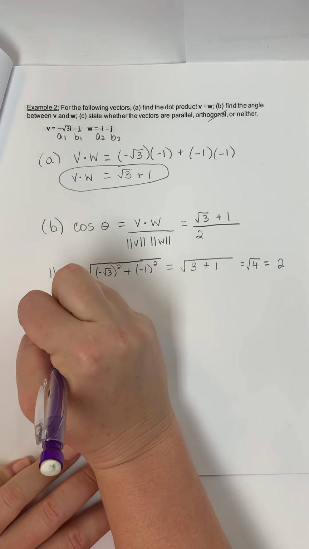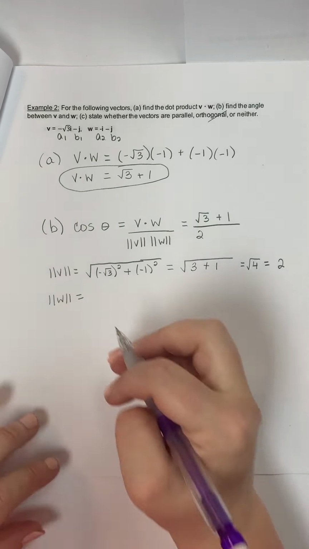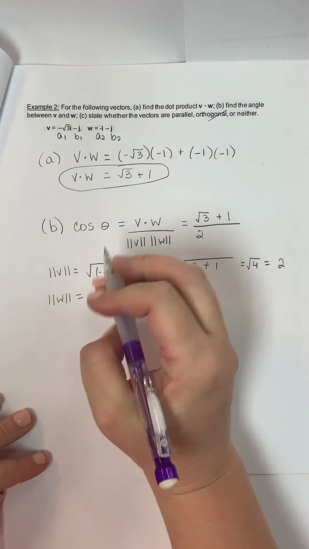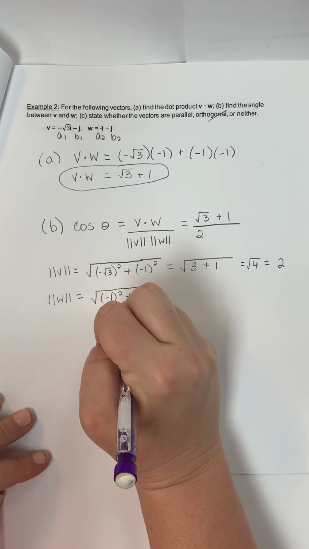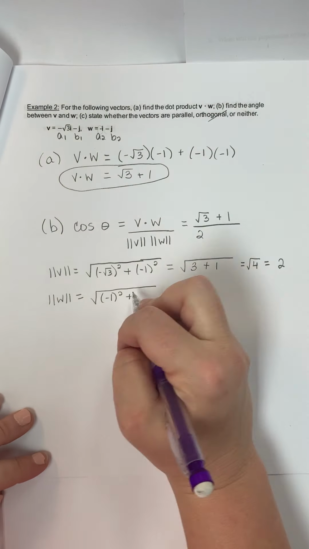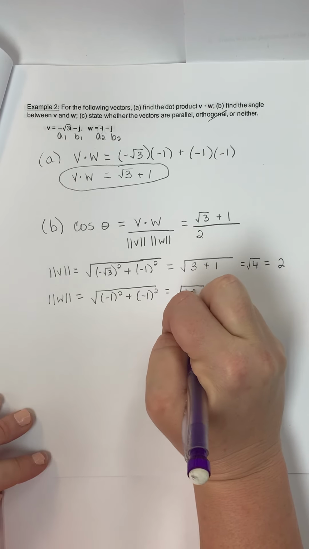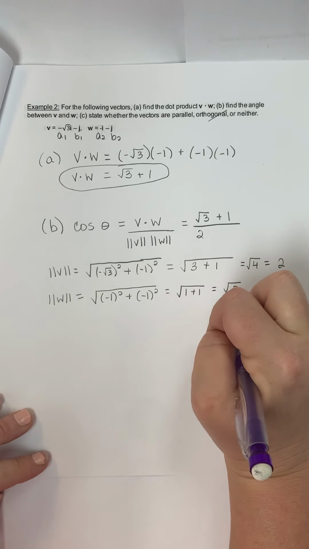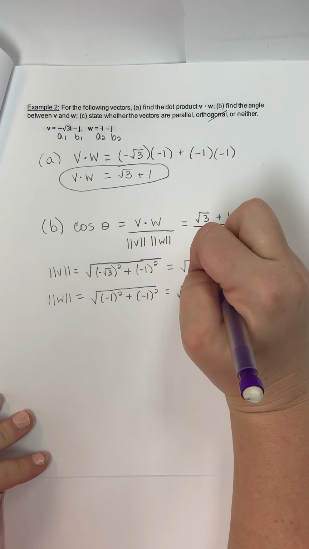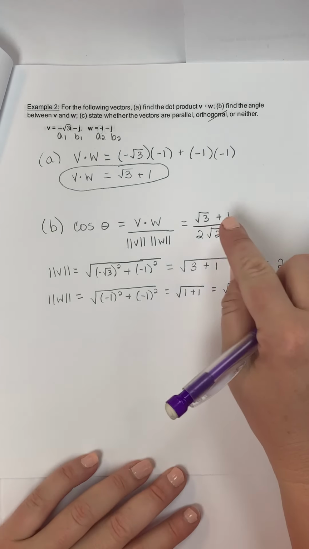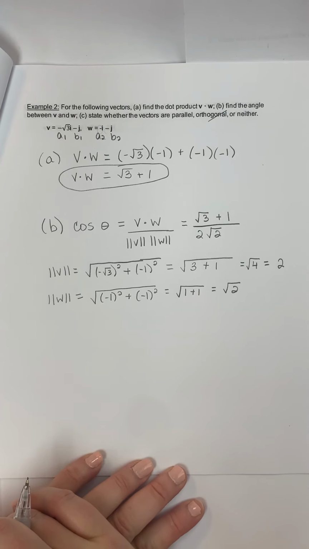Okay, let's find the magnitude of W. We're going to take negative 1 squared plus negative 1 squared. We get 1 plus 1. That's the square root of 2. Well, that's the best we can do. So multiplied together, we get 2 root of 2 in the denominator. Okay, well, this is not on the unit circle. I can tell you that much.